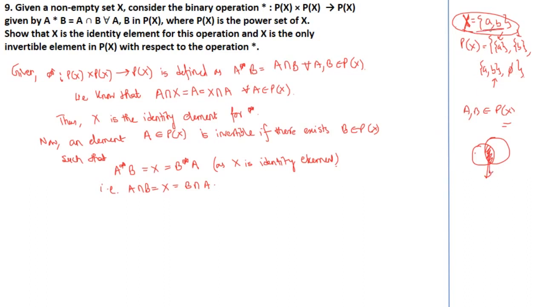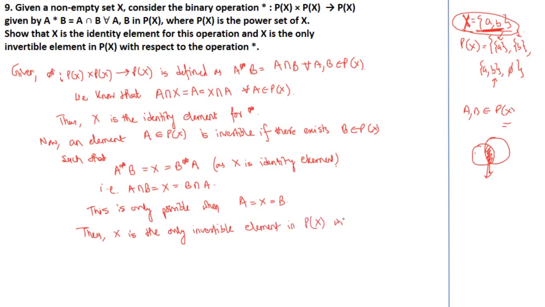Okay, else their intersection is not going to be this. The intersection is going to be something more than this. For their intersection to be X, both must be equal to X. So this is only possible when A equal to X equal to B. Thus, X is the only invertible element in P of X with respect to star. Okay, with respect to this binary operation. Hence, it is proved.